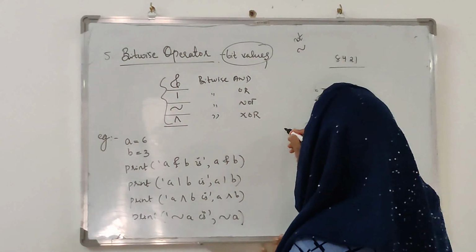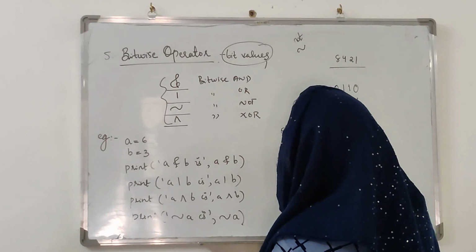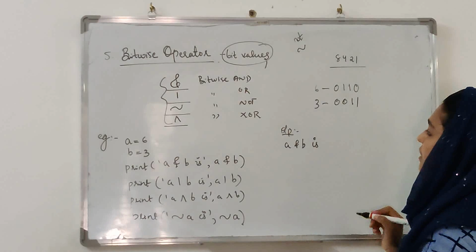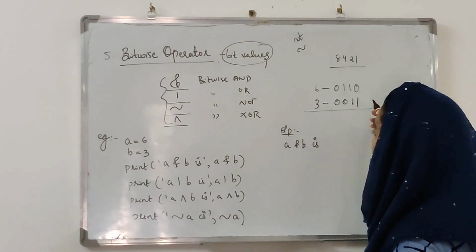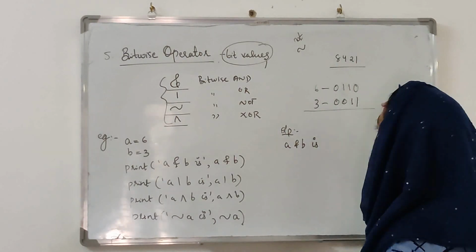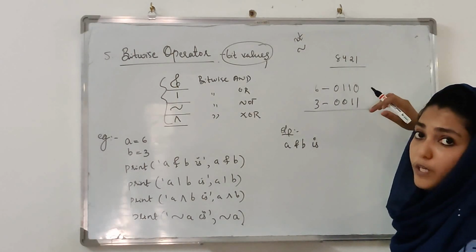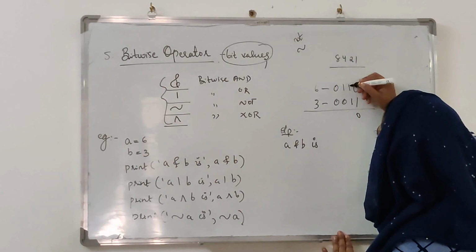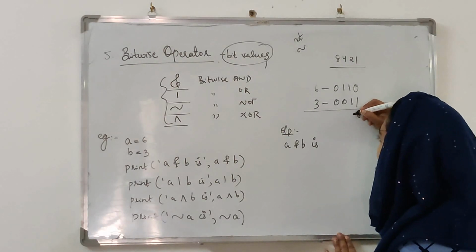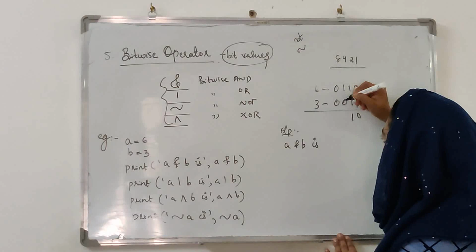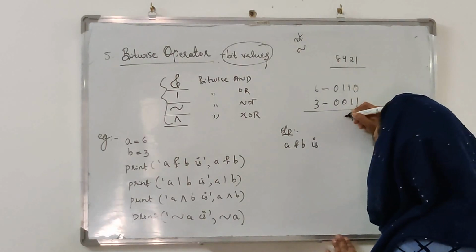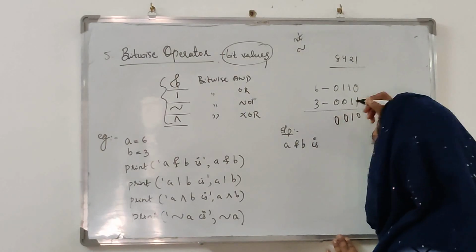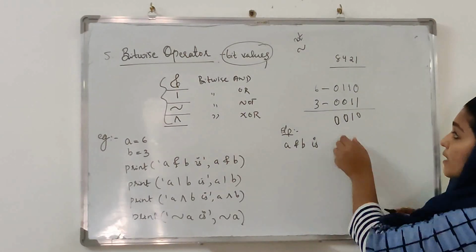Now, our question is A and B. This means perform the operation bitwise. So, we need to perform bitwise AND operation here. That is 0 and 1. What is 0 and 1? It is 0. 1 and 1. What is 1 and 1? It is 1. Next is 1 and 0. What is 1 and 0? It is 0. And the last one is 0 and 0. So what is 0 and 0? It is 0. So what is our output?